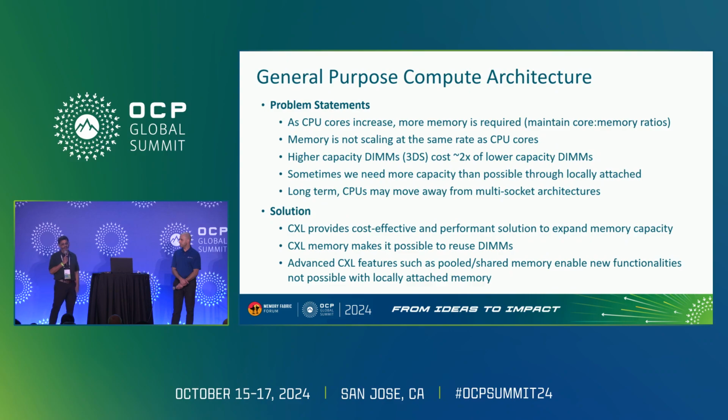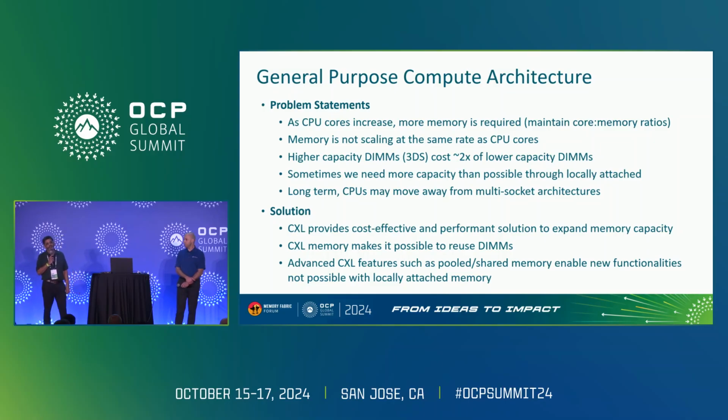the CPU ecosystem is always interested in putting more and more cores. And we all know that the memory interfaces are parallel, and there is a limit to how many of these parallel IOs you can put on the CPU socket. So the core to memory ratio is getting distorted. You cannot have the memory at the same rate as cores. You have heard it many times: memory is not scaling at the same rate as CPU cores.